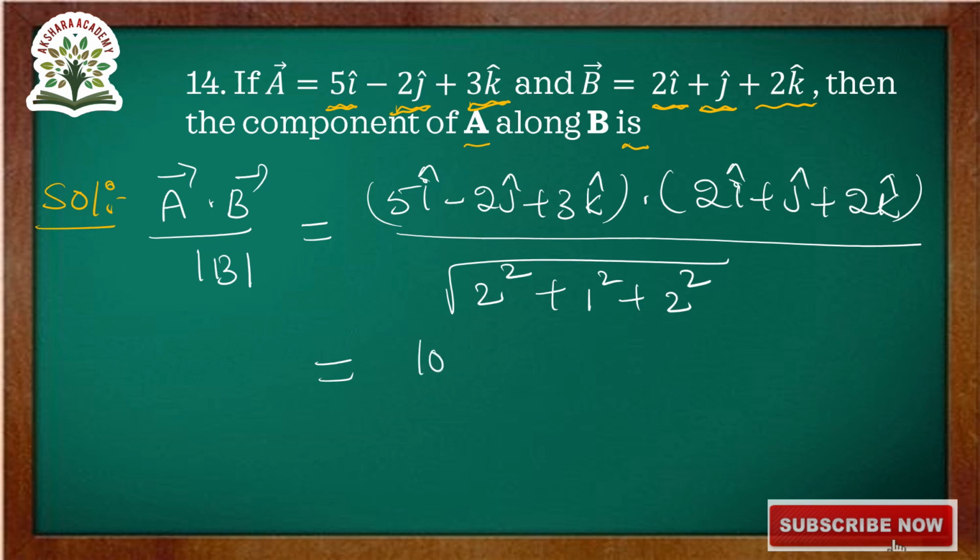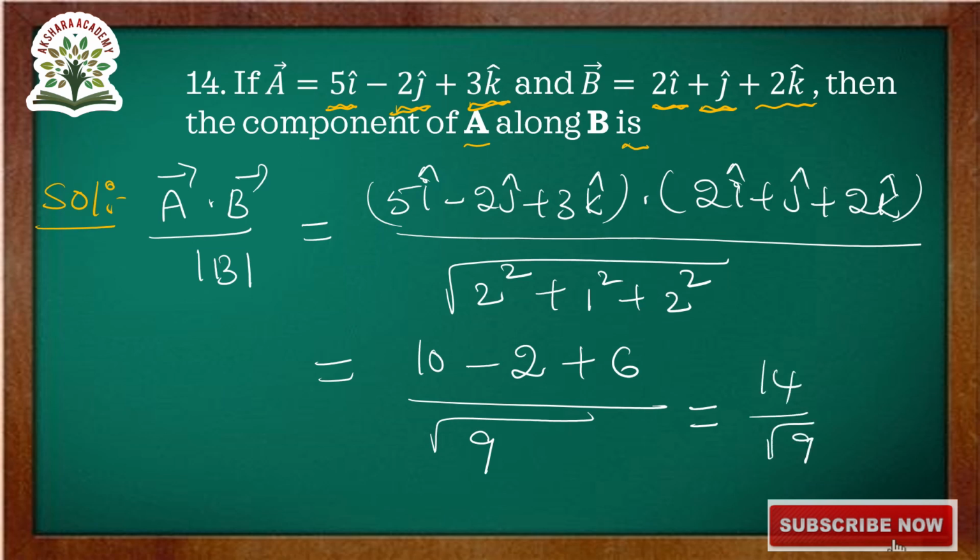5 2s are 10, minus 2 1s are 2, plus 3 2s are 6, by root of 4 plus 1 plus 4, 9. So that is equal to 10 minus 2, how much? 8. 8 plus 6, 14. 14 by root 9. Root 9 is 3. So the component of a along b is 14 by 3. This is the final answer. Okay, next we will go to the next question.